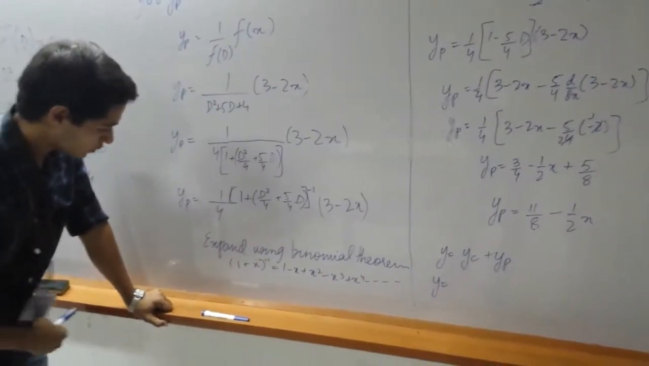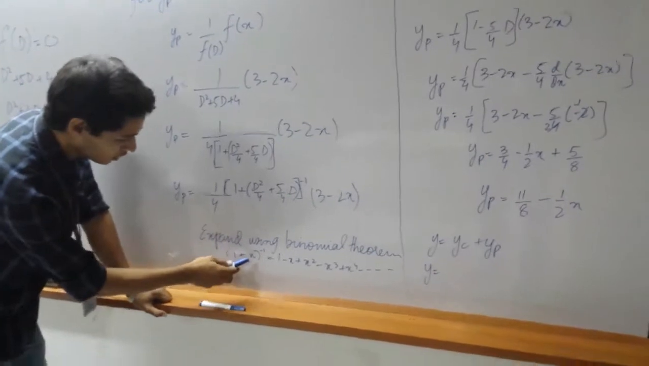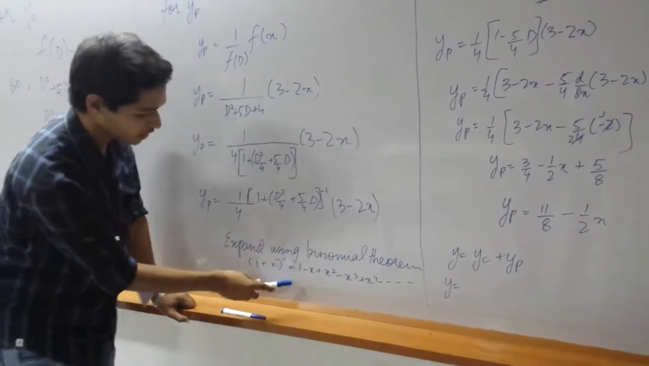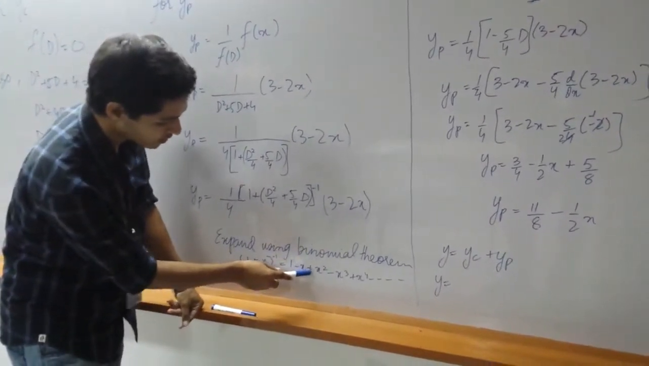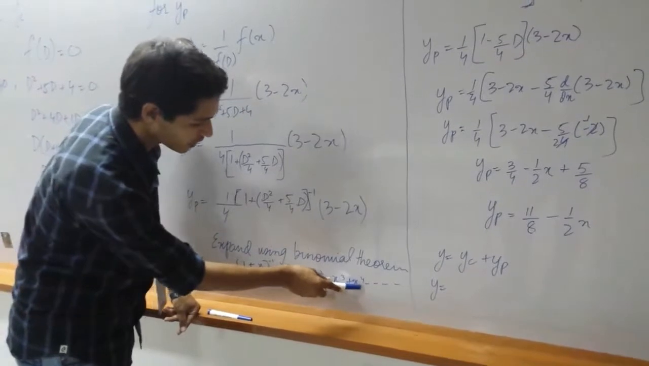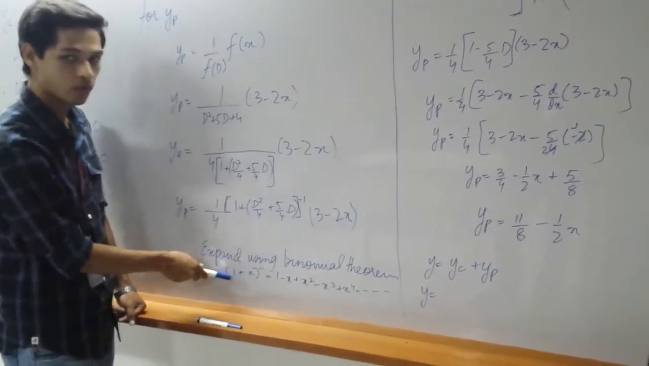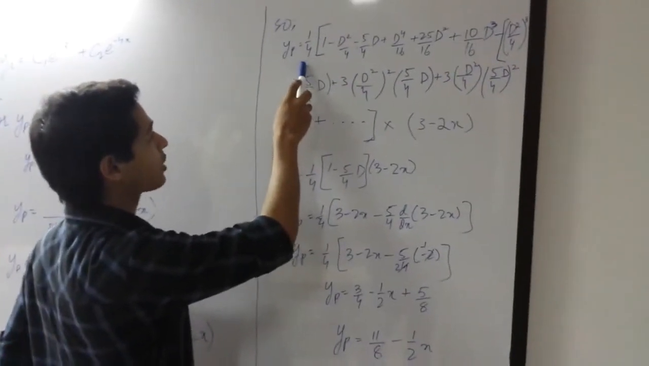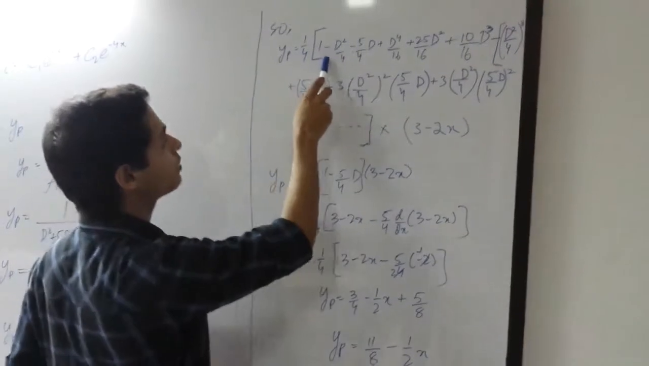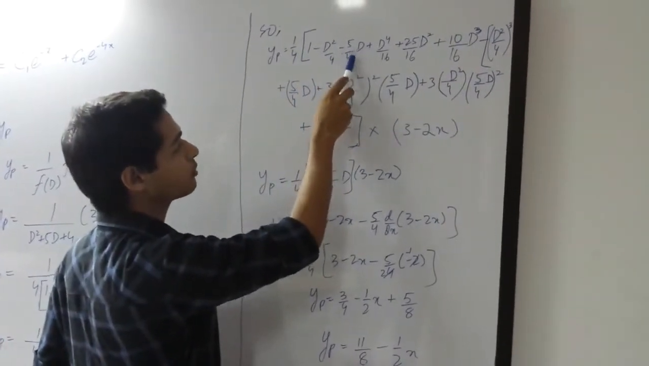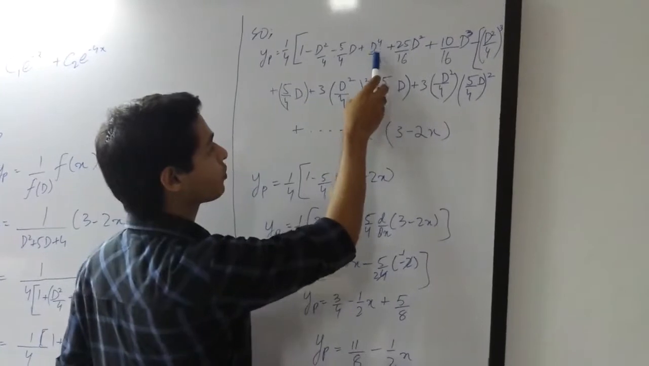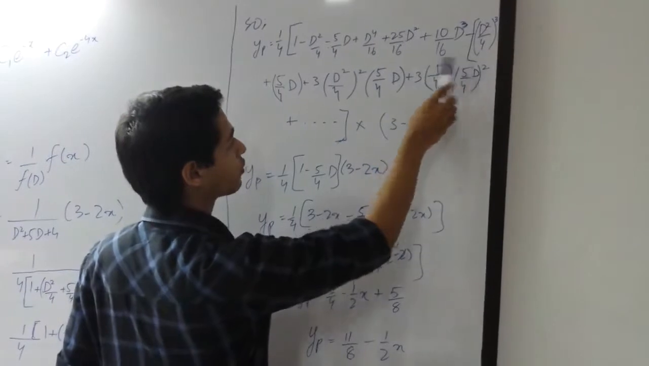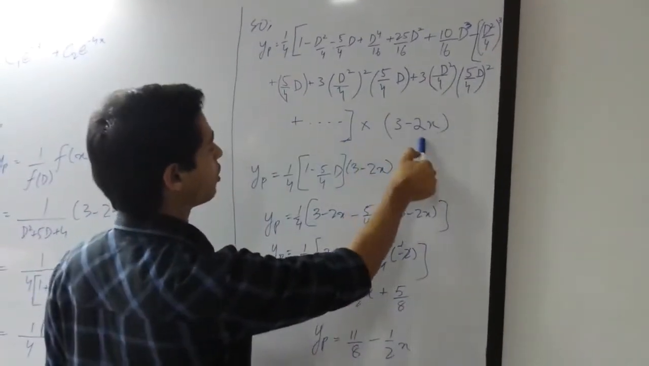For an expansion of 1 plus x whole power minus 1, like in our case, the expansion will be 1 minus x plus x square minus x cube plus x power 4, where x is the second term and 1 is the first term. So yp will become, by expanding, 1 upon 4 into 1 minus D square upon 4 minus 5D upon 4 plus D power 4 upon 16 plus 25D square upon 16 plus 10D cube upon 16 and so on, into 3 minus 2x.